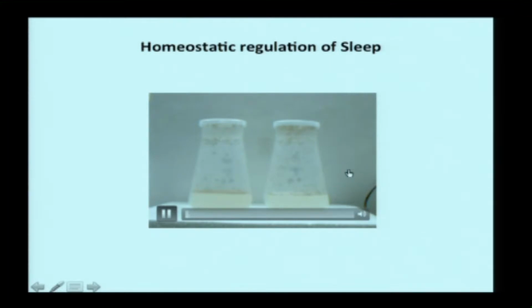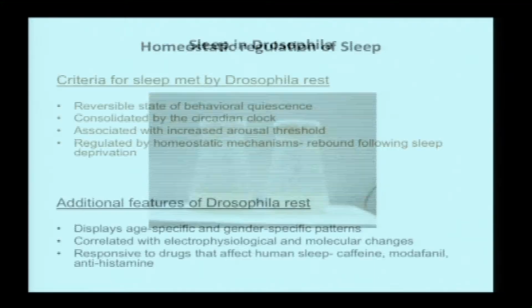Okay, so what you're looking at here are two bottles of flies. The ones on the right are control flies. They slept at night, and this is recorded in the morning. They're very active. The ones in the bottle on the left were sleep deprived at night, and so they are undergoing their sleep rebound. I know they look dead, but trust me, they're not.